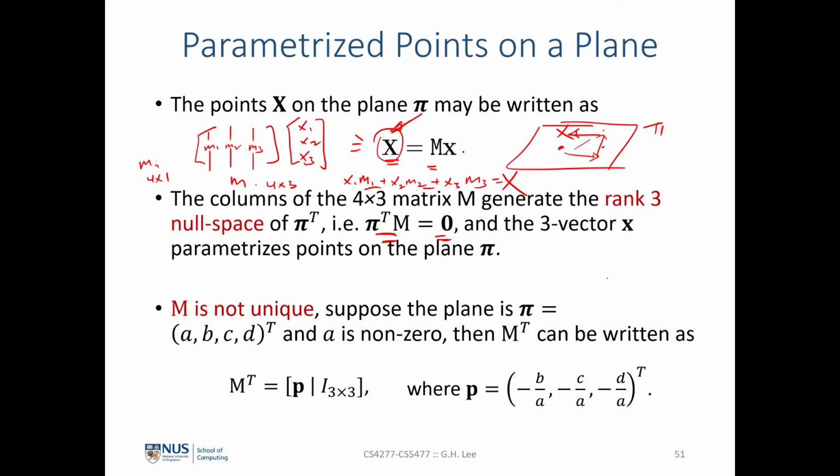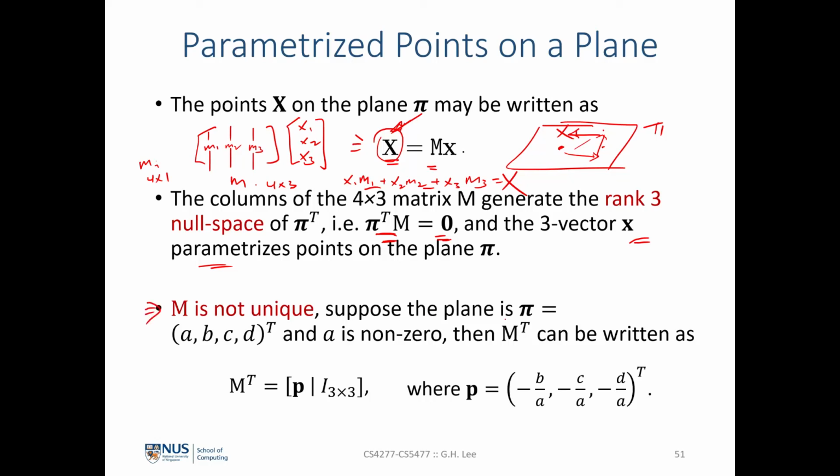Hence, x here is just a linear coefficient that tells us the linear combination of M, which gives any point in the plane. And M here is not unique.